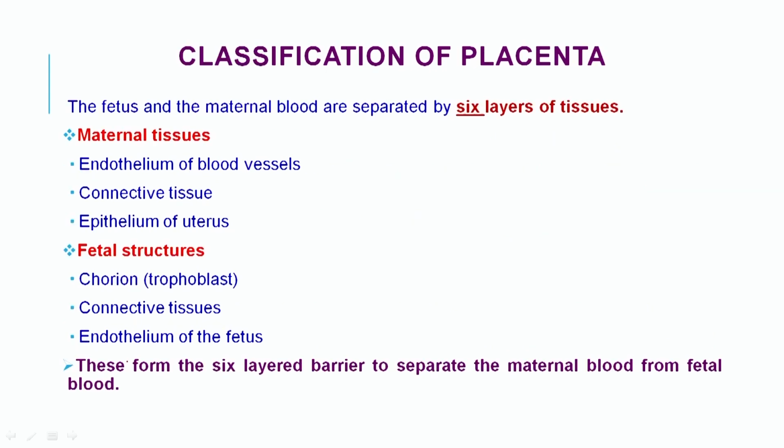Now coming to the classification of the placenta. On the basis of the layers present in the placenta, it has been classified into different groups. Maternal tissue has three layers, that is endothelium, connective tissue, and epithelium. The fetal side also has chorion, connective tissue, and endothelium. All these 6 layers together form a barrier separating the maternal blood from the fetal blood.